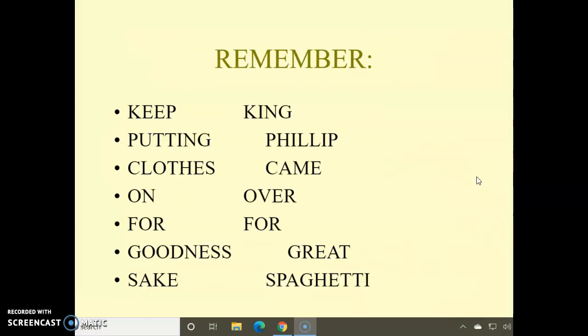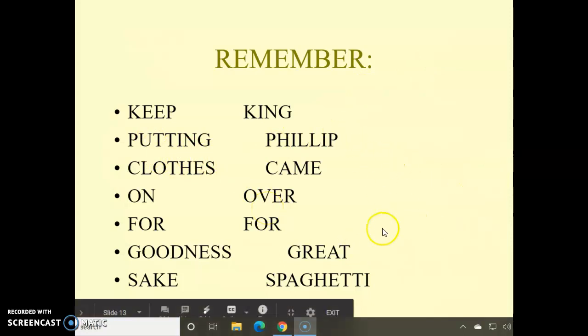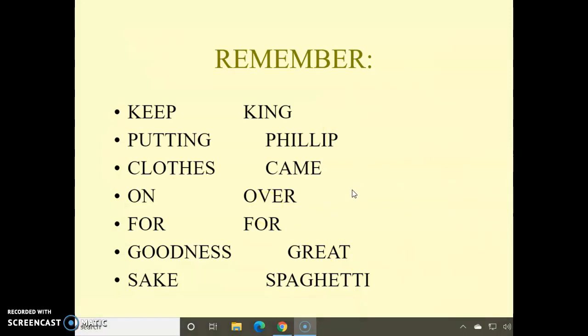Okay. So on the left, I want you to pick one of these mnemonic devices to help you remember. On the left of that column, beside all the categories, you can either put keep putting clothes on for goodness sake to help you remember, or you can put King Philip came over for great spaghetti. So pick one of those and write it to the left.